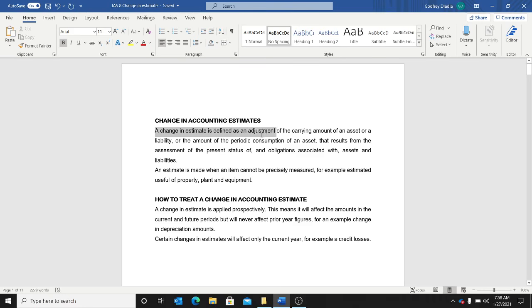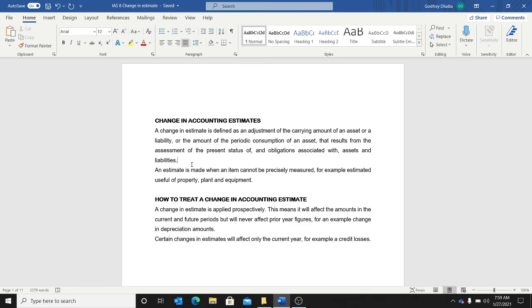We're saying a change in estimate is defined as an adjustment to the carrying amount. So remember, you're adjusting the carrying amount of an asset or a liability, or the amount of the periodic consumption of an asset that results from the assessment of the present status of an obligation associated with assets and liabilities. An estimate is made when an item cannot be precisely measured, for example, estimated useful life. So what you are going to do as a student is adjust the carrying amount of an asset or a liability.